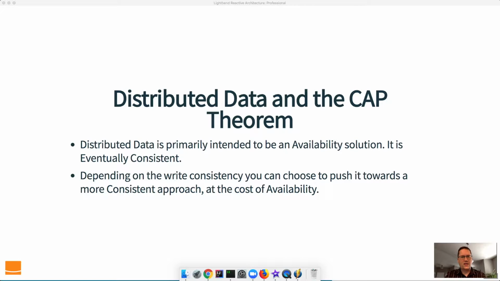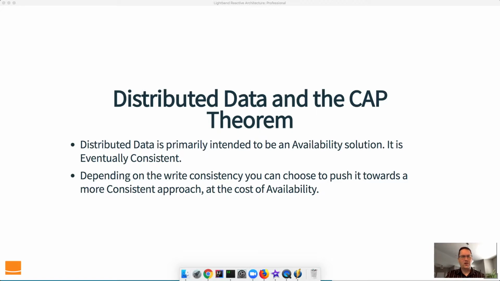So how is distributed data, how are CRDTs affected by the CAP theorem? So distributed data is primarily intended to be an availability solution. It is eventually consistent. Depending on the write consistency, so you have a write consistency value that you can use, and depending on what read and write consistency you use, you can push it more towards a strongly consistent approach. But when you do that, the cost of that is you're sacrificing availability.